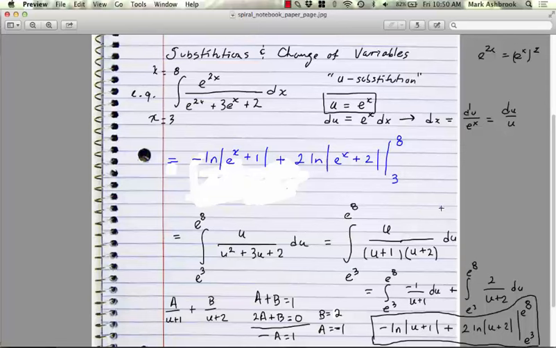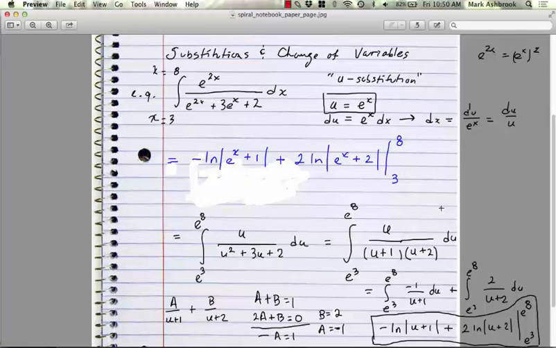So if you're doing a definite integral, you have your choice. You can change the bounds and stick with the u antiderivative with the changed bounds, or you can forget about changing the bounds and change your antiderivative back to x and then use your x bounds. Does that make sense? Either way.